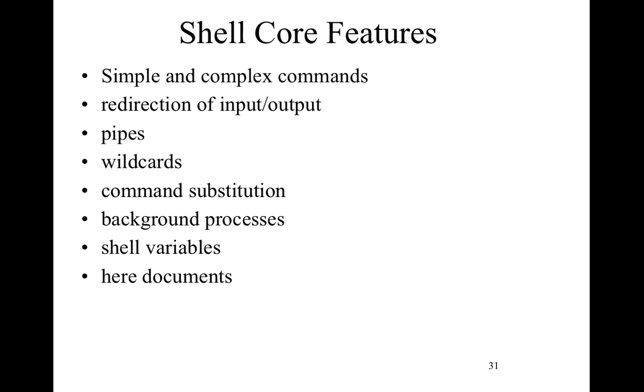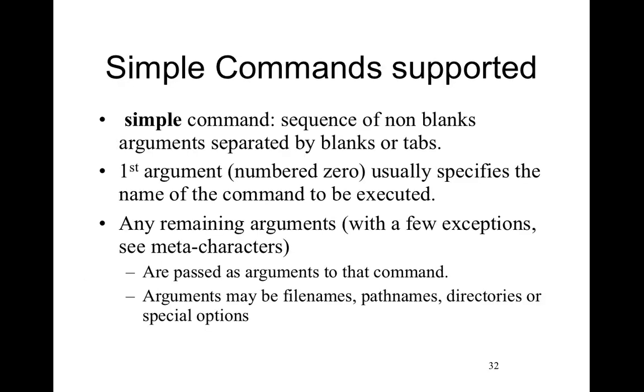Desktop operating systems are pretty much doing the same thing. They support pipes, wildcards, command substitution, background processes, shell variables, here documents. So here documents are pretty interesting. You could put together a substitution system. Okay, so we used to call this mail merge in the past. We don't do mail merge anymore, do we? Because we don't write envelopes. We don't print out envelopes anymore. Instead, we send email messages.